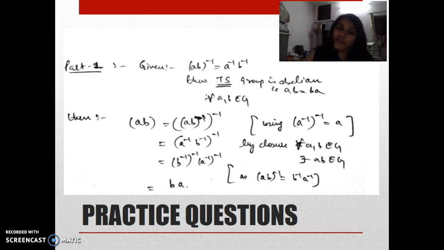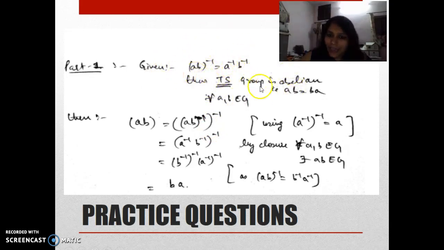The second part was: when the group is already given to be abelian, you have to prove that (AB) inverse is A inverse B inverse. Now let's not move to the solution yet and try deciphering how you will solve it. You are given that the group is abelian and have to show this property. So how will you show it? Start from (AB) inverse, the left hand side. We'll have to prove that this is equal to this.